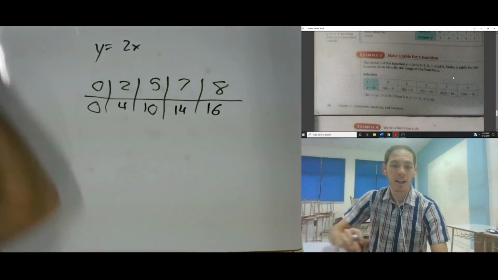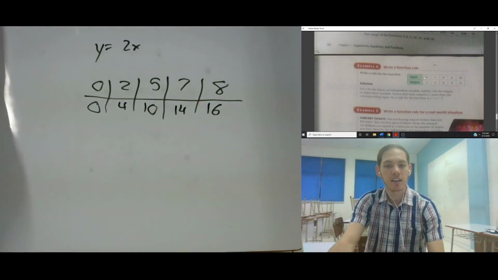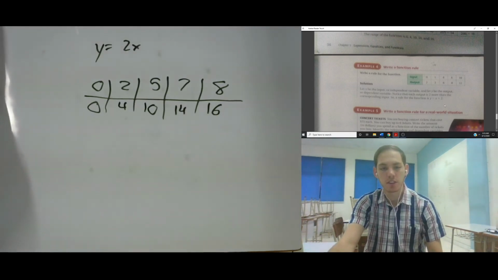Okay? And then writing a rule for a function, you are going to check how the top, the input, relates to the output. So what's the difference between these two? Well, that's 2. Is it the same here? Yeah. Same here. Yeah. Same here. So this is going to always be added by 2, so you just do x plus 2.